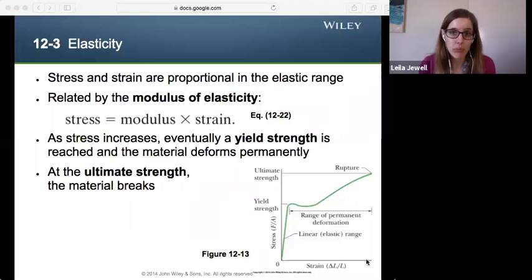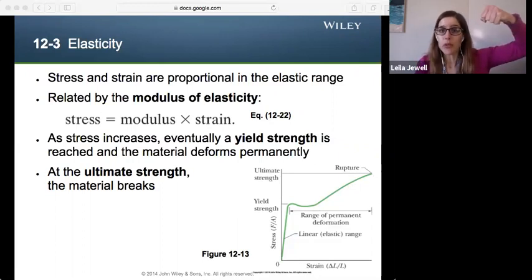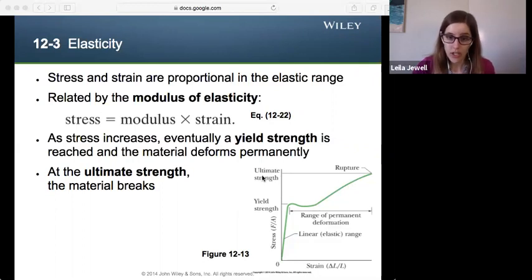But it's not broken. It still is whole, it's just not very elastic, so it's not very useful. But you could keep stretching that old rubber band or old hair tie, and at some point you would be able to ultimately break it. That's the rupture, and that's known as the ultimate strength. That's where it does give way.